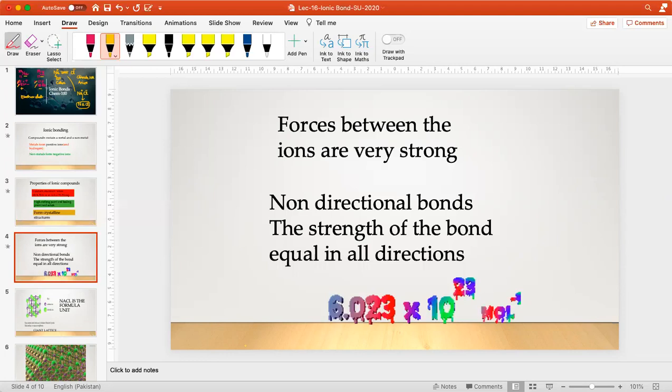But these ionic bonds are non-directional bonds. Their strength is the same all around. So they are non-directional bonds, and the strength of the bond is equal in all directions.